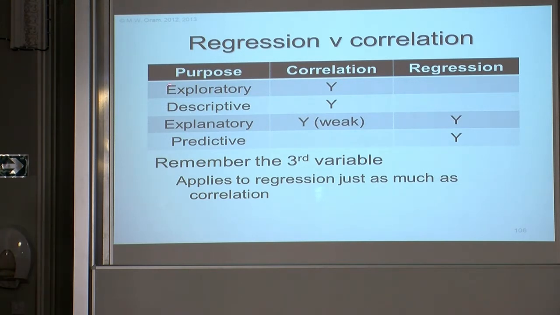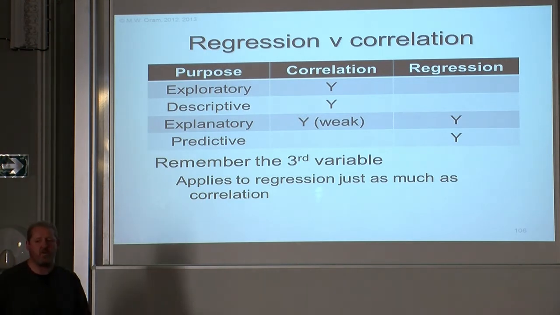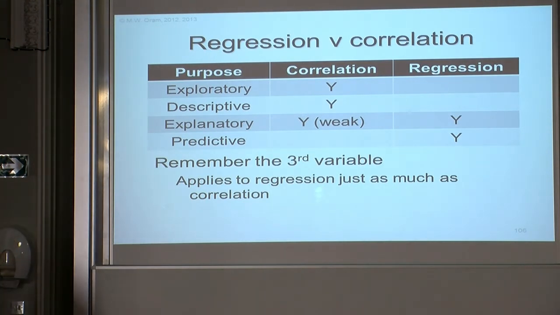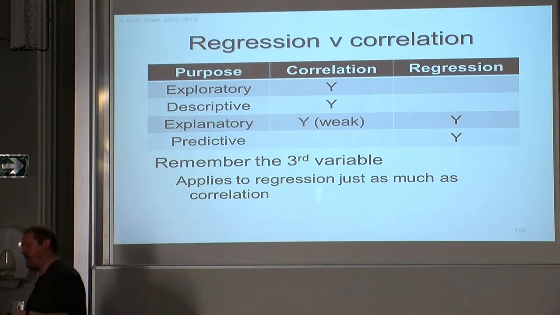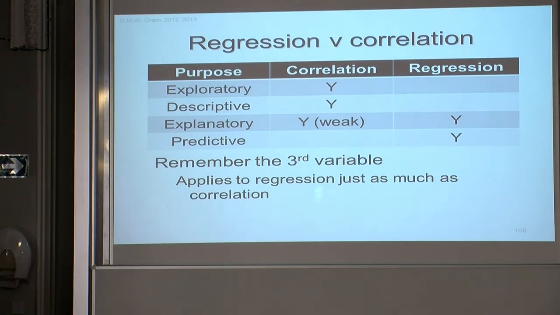So correlation you can use for exploratory and descriptive cases. It can be used in explanatory work, that is trying to build a causal relationship, but it's very weak because it just says up or down. Regression allows you to make predicted values of y. So you can use it to check on explanatory explanations, to check on causal relationships, but of course you have to build the model first and then ask how well it fits.